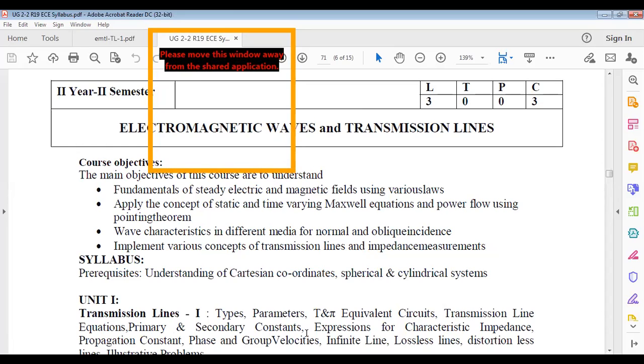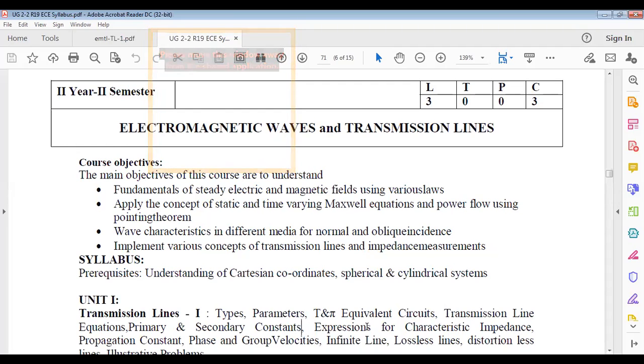And what are the primary and secondary constants? R, L, G, C are called the primary constants. Gamma and Z naught are the secondary constants. And you also learned the expression for characteristic impedance in terms of primary and secondary constants. What is the expression for characteristic impedance? The characteristic impedance notation is Z naught. Z naught equal to square root of R plus j omega L by G plus j omega C. That is the term you learned.